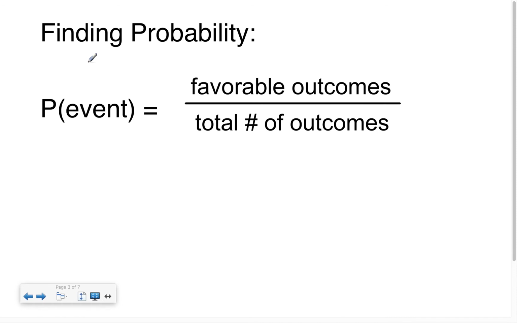To write probability, we just use the letter P, and then in parentheses we write whatever event it is. The probability of any event is going to be the number of favorable outcomes over the total number of outcomes that are possible. It's going to make a little more sense once we go into a couple of examples.